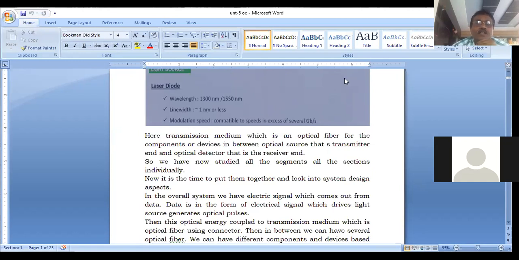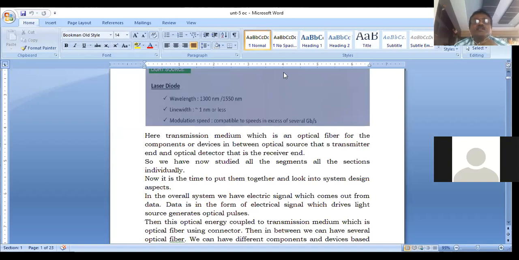And similarly in the receiver, from the optical fiber to the detector or receiver, there also we use a connector. The connector connects the optical energy from the optical fiber, the channel, to the receiver section. There we are using the connector.